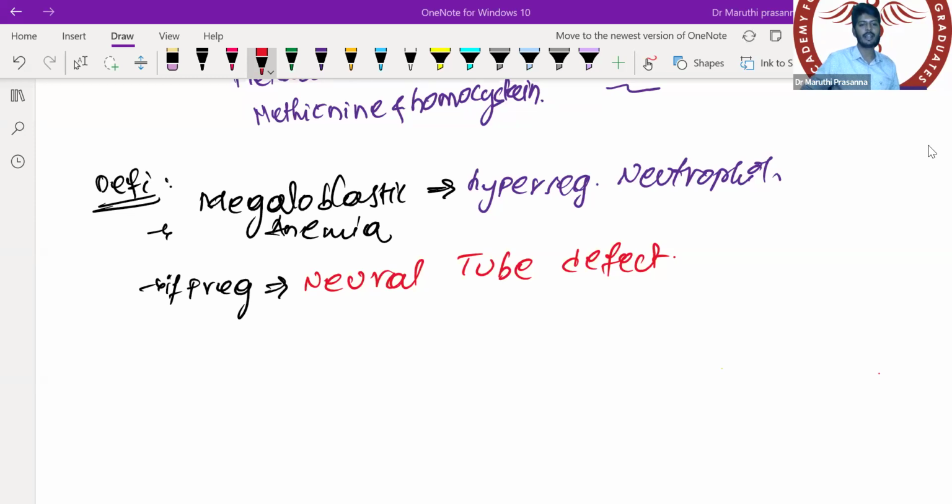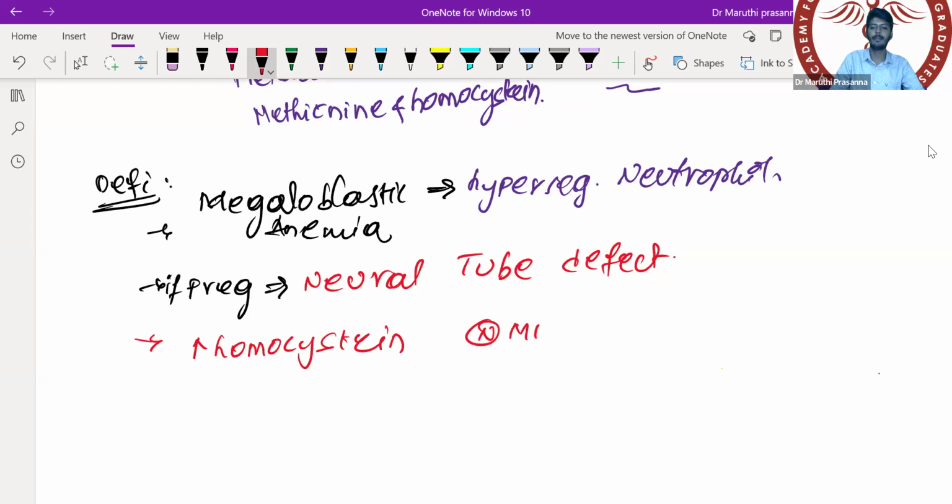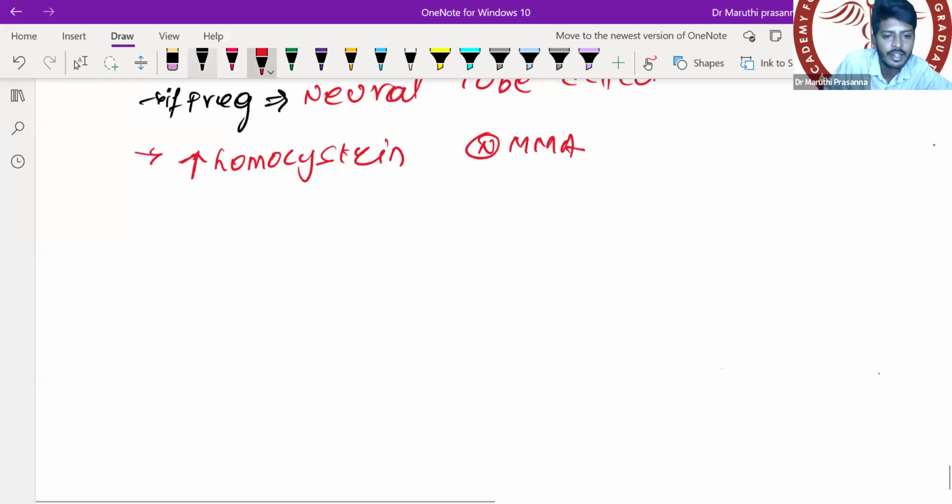Once we understand the deficiency and megaloblastic anemia caused by B9, there is an increase of one compound called homocysteine. Homocysteine level will be elevated, while the level of methylmalonic acid, MMA, will be normal. This is a very important point with B9 deficiency. Here we will write some clinical correlations.